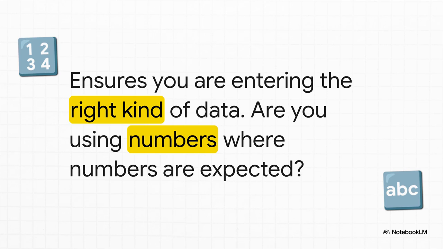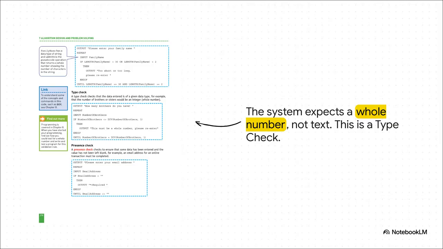Building on that, we have the type check. This is what makes sure you're putting the right kind of stuff into a field. You know, are you trying to put letters where a number should go or a number where only text is allowed? In this case, the form asks for the number of brothers. The type check is what makes sure you enter a digit, like 2, and not the word to. It prevents a data mix-up that could cause all sorts of problems for the computer later.